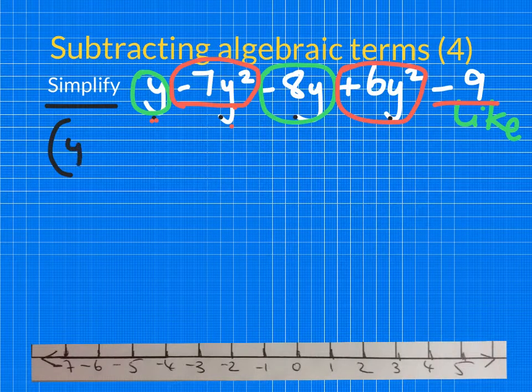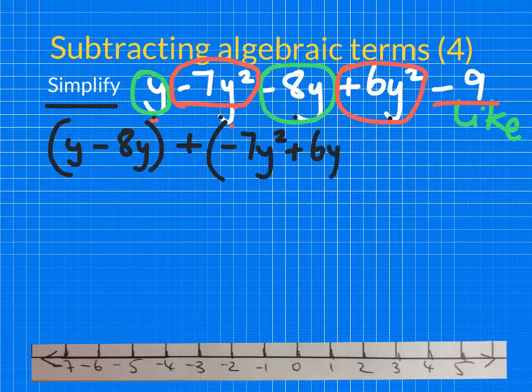We have a y and we have a minus 8y. Let's put them together in the same bracket so we can see how they reduce down. And we have a minus 7y squared plus a 6y squared. And then we have a minus 9.